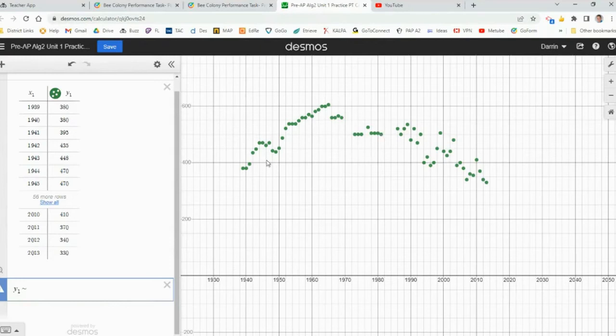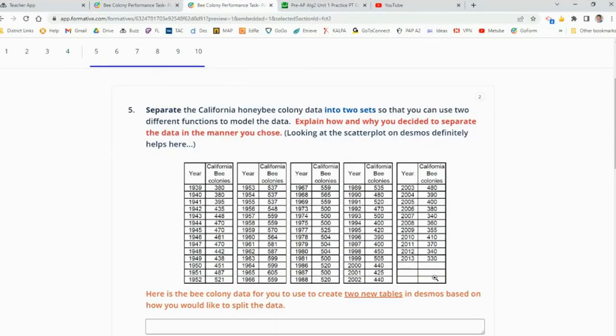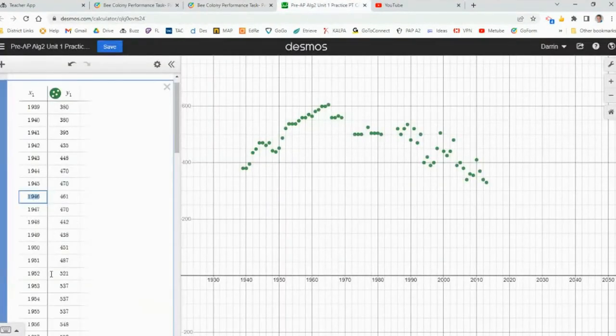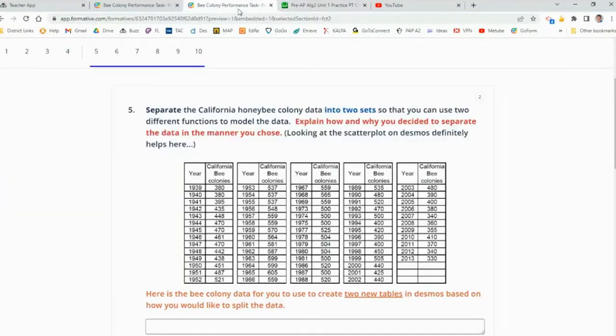So when you break this up, you figure out where do you want to split the data, and you make it into two tables. So I gave you all of the tables right here because you may need to retype them into Desmos because it'll be hard to separate all of this data into two on Desmos. You'll need to retype a new table. So you'll have two different tables that you'll do this for. And you decide, looking at your data, looking at the graph, where you want to split it. Right? So that's going to be however you want to justify it.